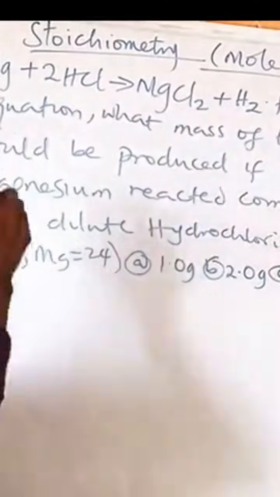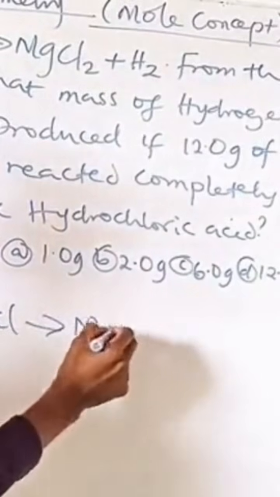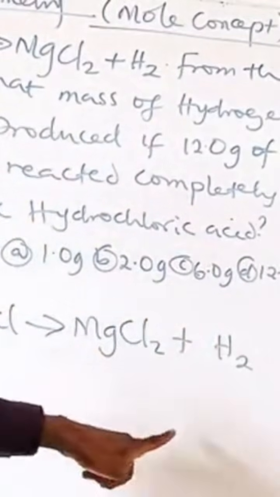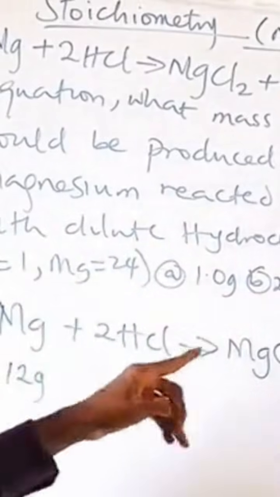So the first thing is you will rewrite the equation: magnesium plus 2HCl to give magnesium chloride plus hydrogen gas. Then also from the equation, what mass of hydrogen will be produced? So we are looking for X gram of hydrogen, if you have 12 gram of magnesium reacted completely with dilute hydrochloric acid.